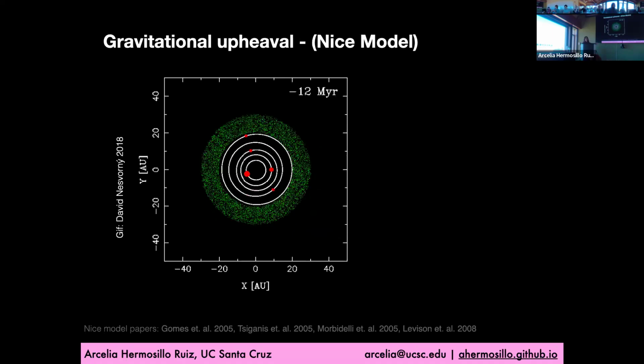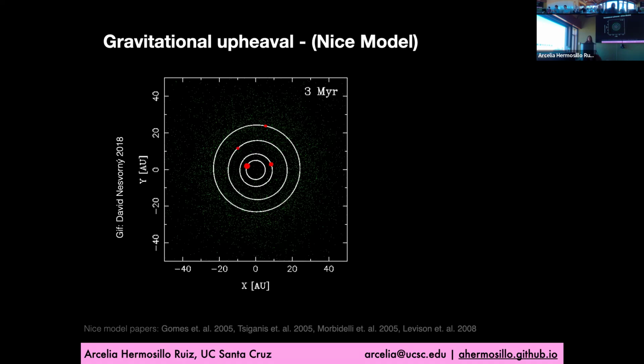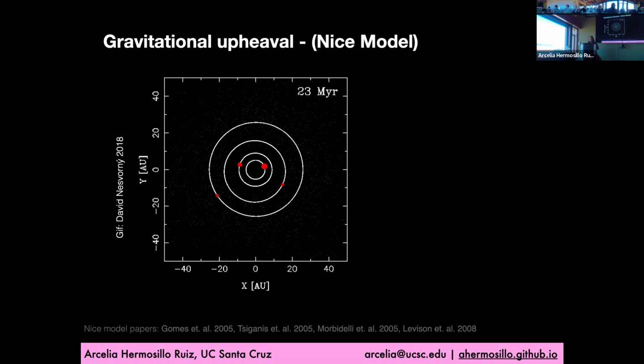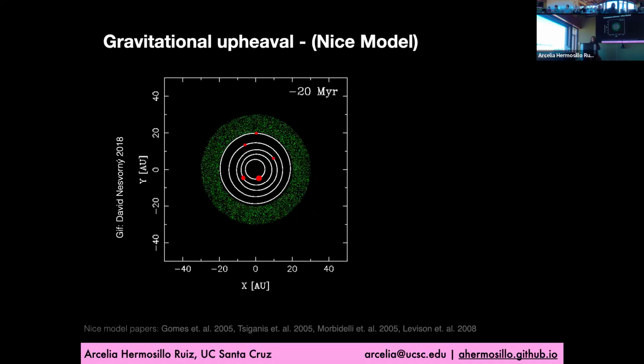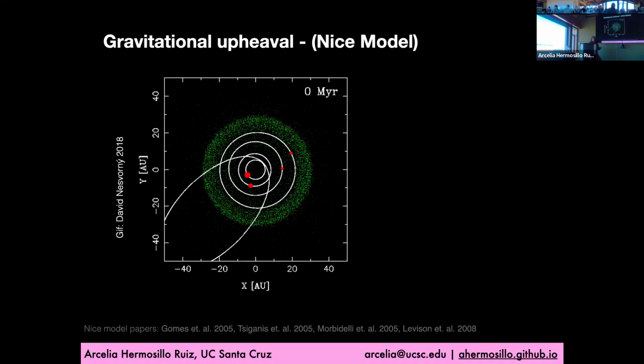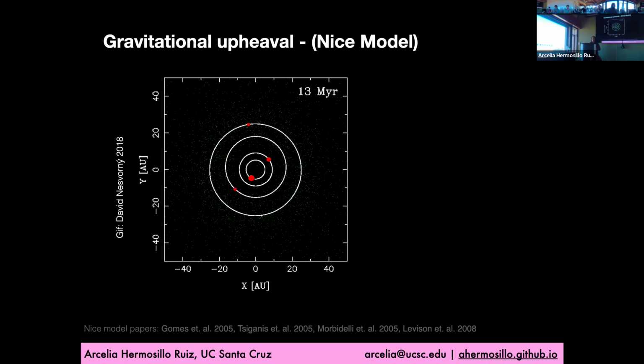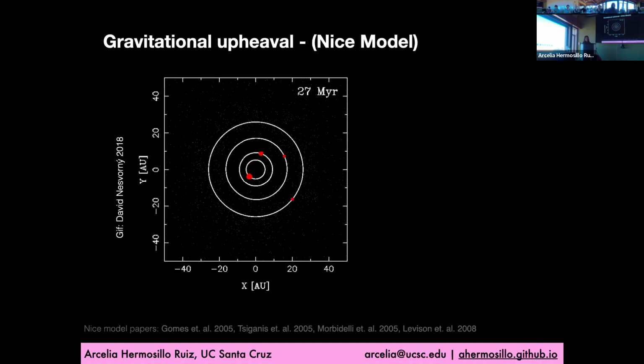And there's a bunch of work for this model. It does a really good job at explaining the excited orbits or highly inclined orbits of Kuiper belt objects, but it also doesn't explain everything. And so there's still a lot of work to be done in figuring out how much of this model actually affected the solar system, and maybe other models are also the reason why we have the structure we have today.